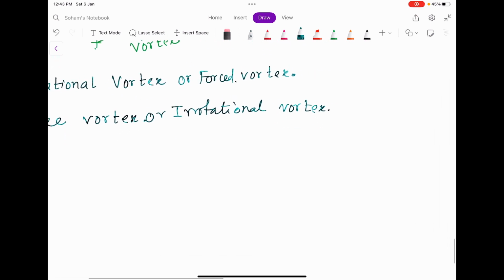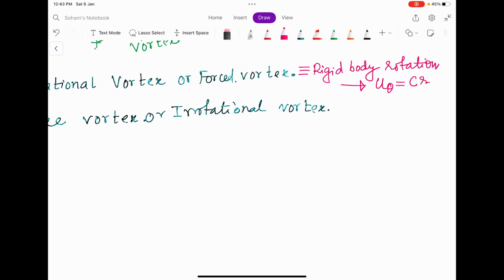So this forced vortex is analogous to the rigid body rotation, that is it is having some angular velocity, and the velocity field is given by u theta is equal to some constant into r, that is the radial distance from the axis about which the fluid body is revolving, because that is the basic definition of any vortex flow, and ur is equal to 0. And the free vortex has u theta with 1 by r variation and ur equal to 0.